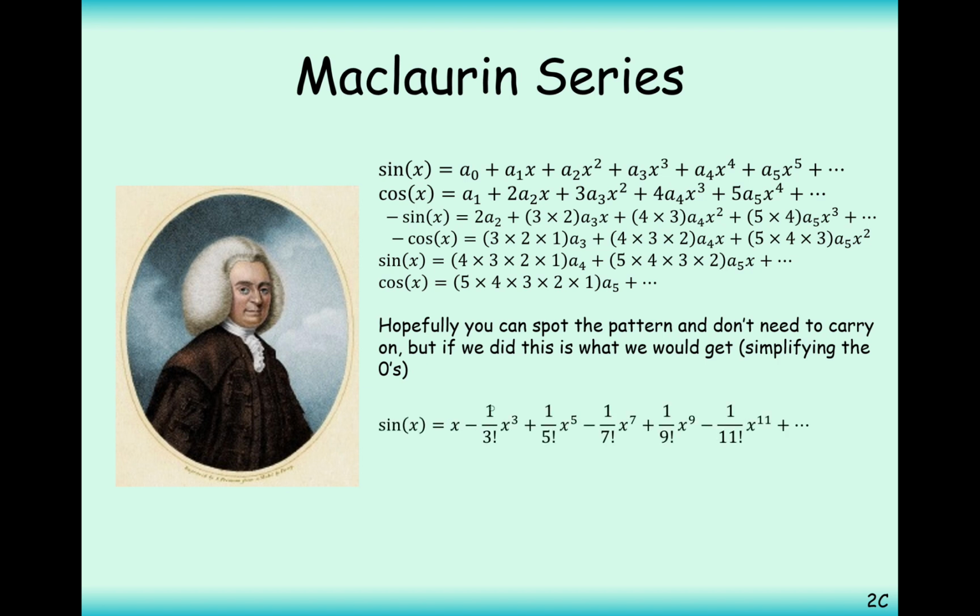And this is the pattern here. You can see the pattern is x minus 1 over 3 factorial x cubed. I've cancelled out all the zeros here. Plus 1 over 5 factorial x to the 5 minus 1 over 7 factorial x to the 7 plus 1 over 9 factorial x to the 9 minus 1 over 11 factorial x to the 11. And then it goes in that pattern of plus minus plus minus plus minus across all of the odd factorial reciprocals and odd powers of x as well.